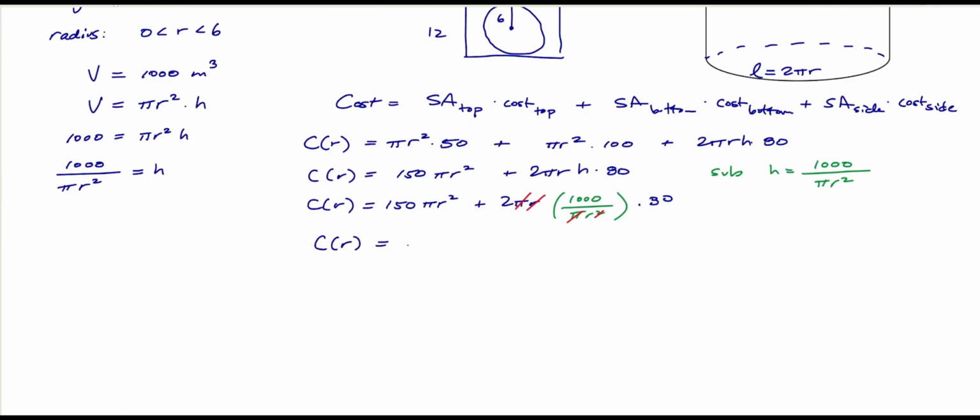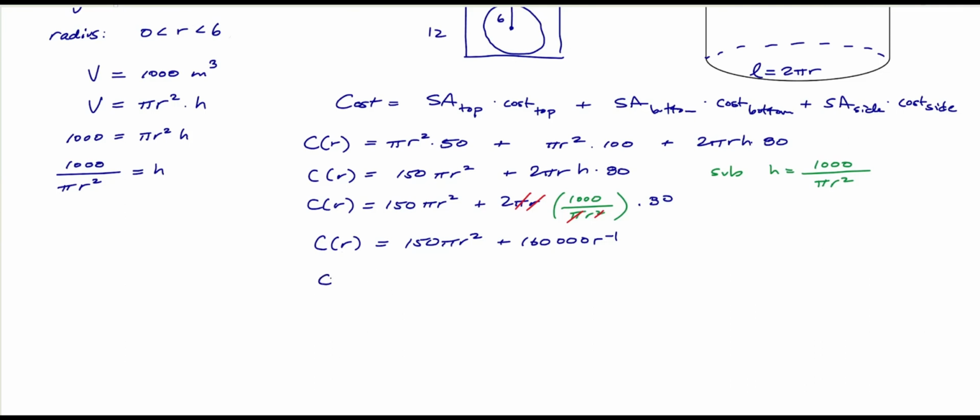So I get 150 pi r squared, and then I multiply all this together and I get 160,000. I have one r in the denominator, so I'm just going to write r to the negative 1 right there. Note that I can evaluate the radius at the extremes. Obviously I'm not going to evaluate it at 0, but I can also try and find an extrema in between 0 and 6. See if an extrema exists between 0 and 6.